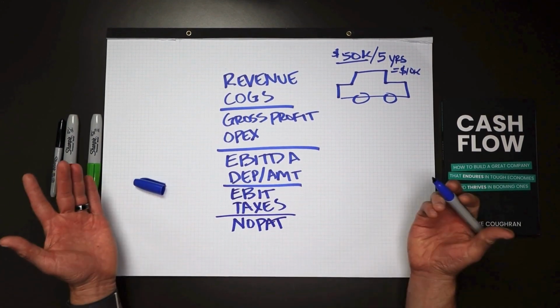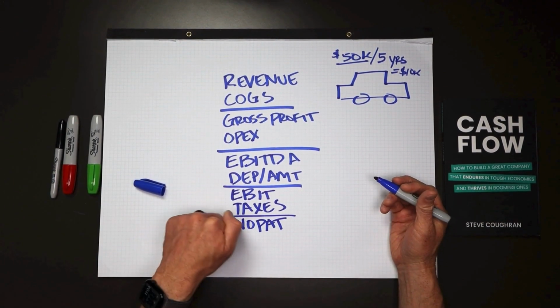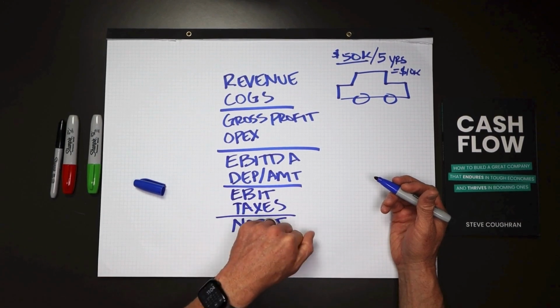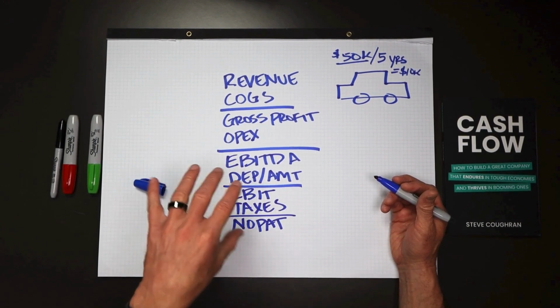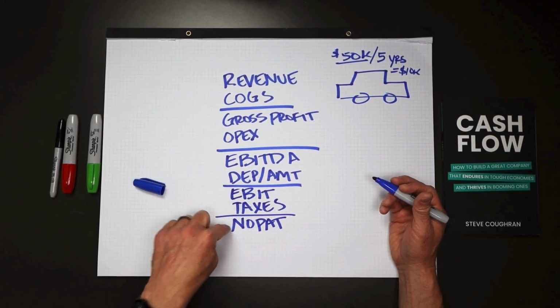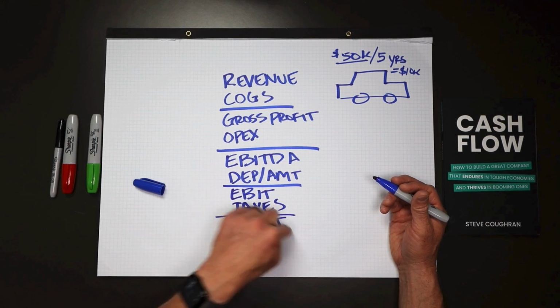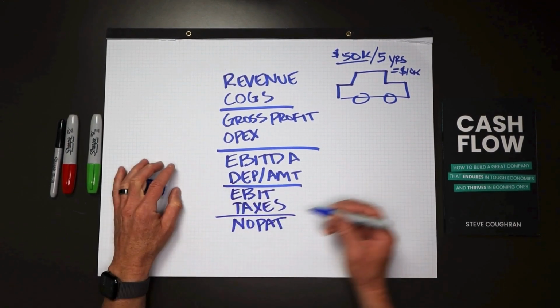NOPAT is just a fancy way of saying net operating profit after taxes. So like I mentioned before, we're looking at operating profit, and now we're looking at operating profit after we pay taxes. All right, now there's some nuances here. If you're an LLC or you're an S Corp, your company doesn't pay corporate taxes. Instead, taxes are paid by the individuals who own the company, and that flows through the K-1.